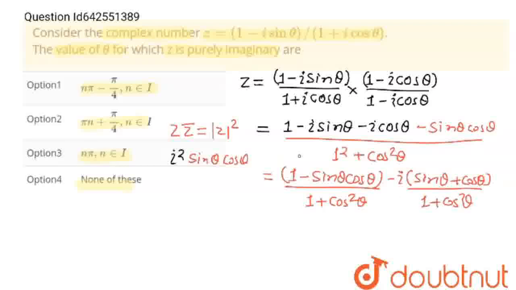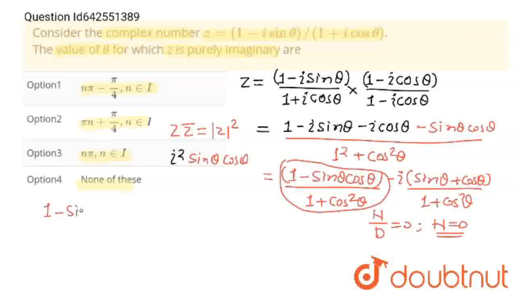So this is purely imaginary, it means that the real part will be 0. If you see this, it is written in the form of numerator upon denominator equal to 0, in which we get numerator equal to 0. So 1 minus sin theta cos theta is equal to 0. It means that sin theta cos theta will be equal to 1.